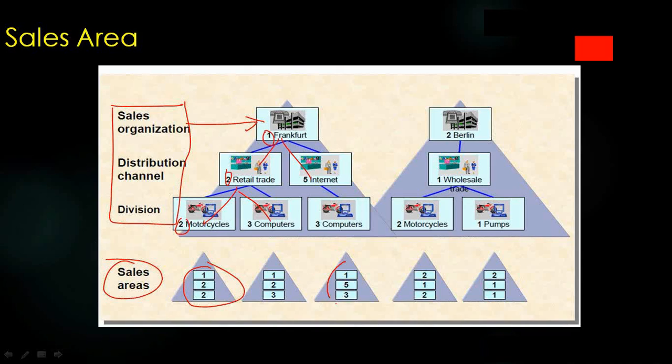Another sales area can be 153. What is 153? Frankfurt, internet and computers. So they're selling via internet, they're selling computers. Here in Berlin, via wholesale, they're selling one division as motorcycle, and another thing they're selling as pump. So it can be anything. Now you understand the meaning of sales organization, distribution channel, division and sales area. So sales area is a combination of all three.